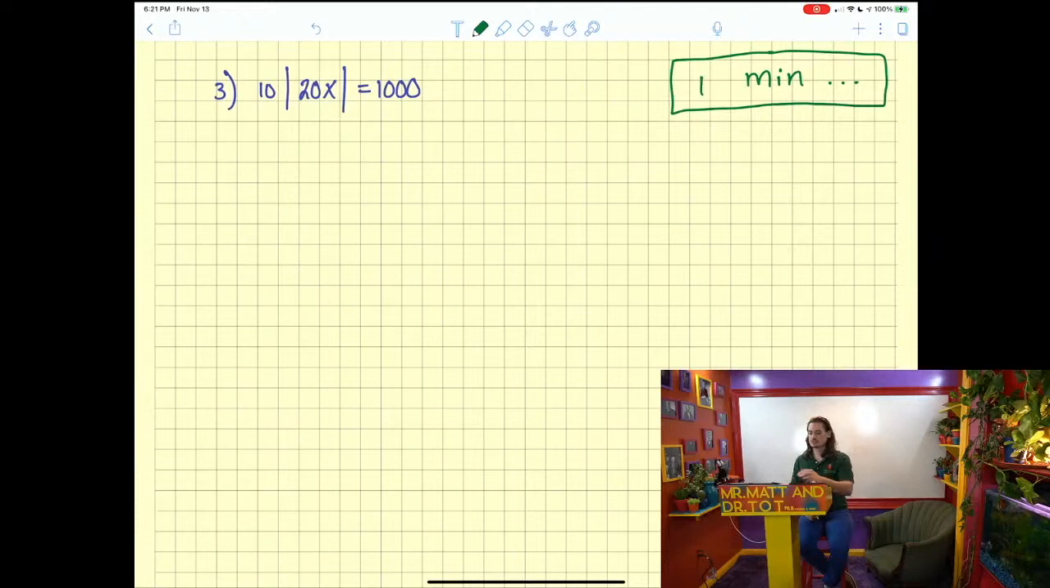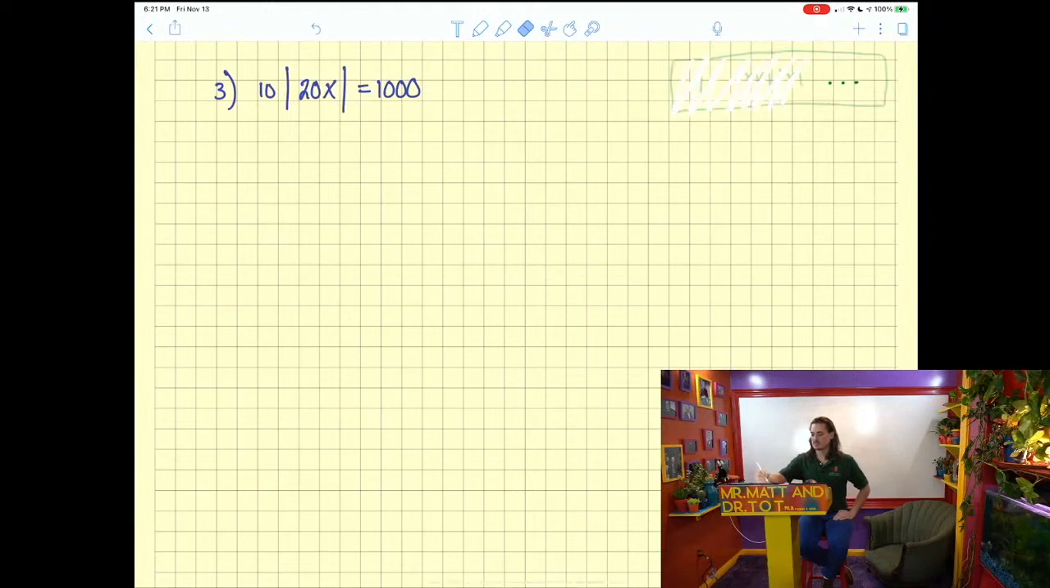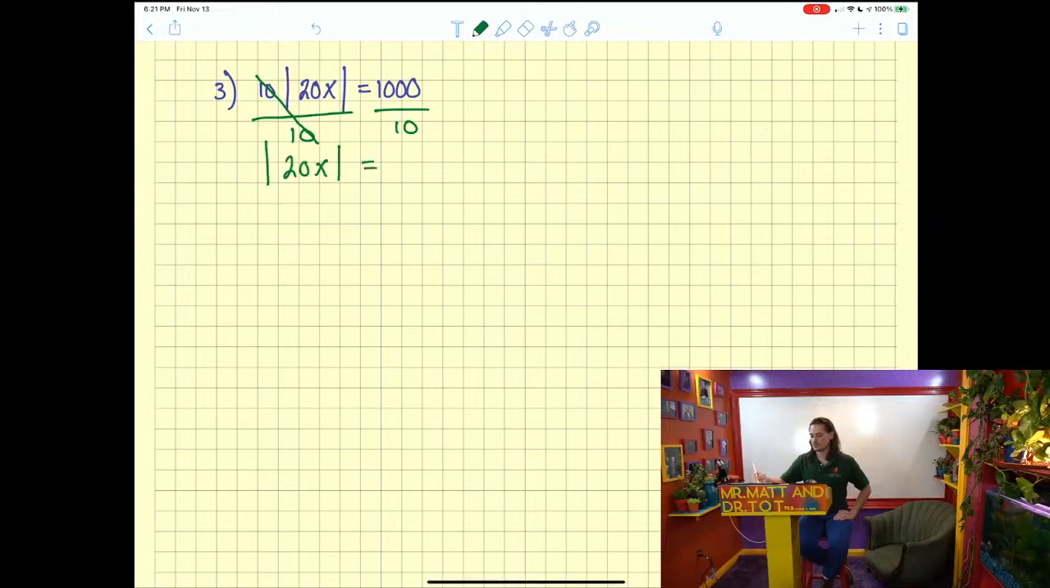Okay, so the first thing we want to do is get the absolute value by itself. So I'm going to divide by 10 on both sides. That's going to cancel on the left-hand side. And we're going to have the absolute value of 20x is equal to 1,000 divided by 10 is 100. Now we need to split this equation into two separate considerations, one for the positive, the other for the negative. The positive version is going to be 20x is equal to 100. The negative version is going to be 20x is equal to negative 100.